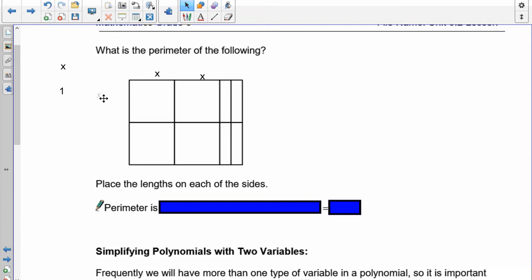I have an x here. I have an x here. I have an x here. I have an x here. And I have an x on this side over here. And I have another x over here.